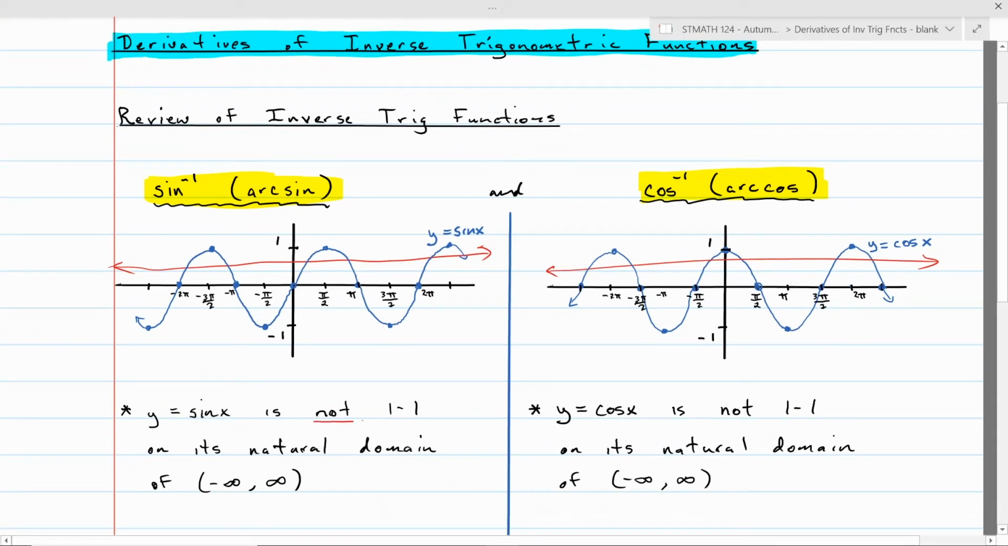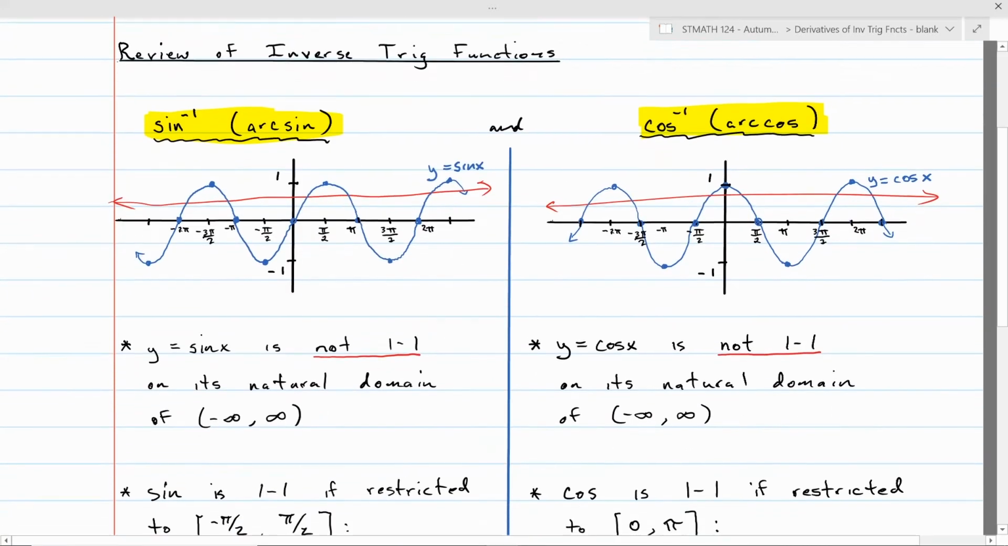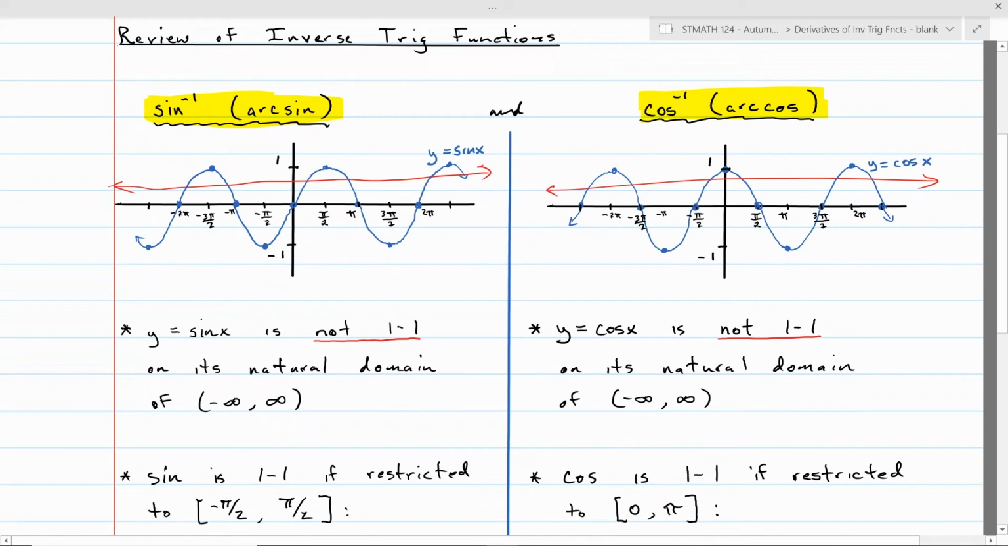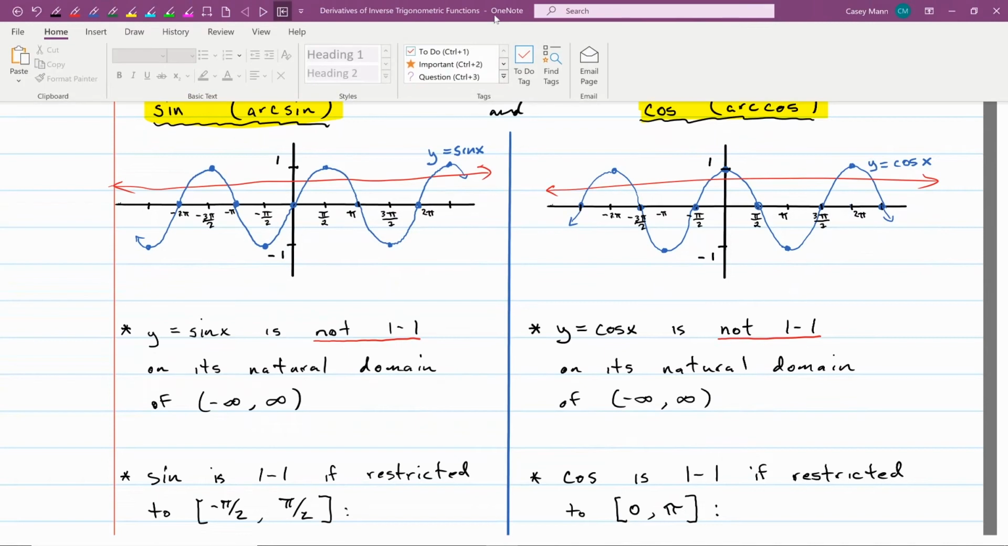And that's problematic because, if they're not one-to-one, then they don't have inverses. But here we are, wanting to talk about the inverses of these functions. So the way that we get around a function not being one-to-one on its domain is we take a smaller subset of its domain. In other words, we restrict the domain. On the sine function, if I restrict its domain to negative pi over 2 to positive pi over 2, it would be one-to-one there.